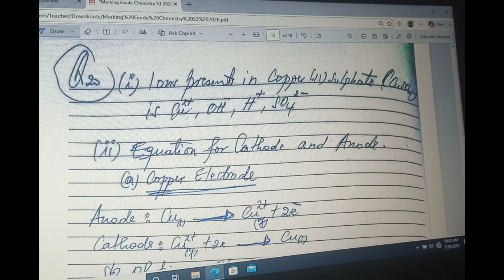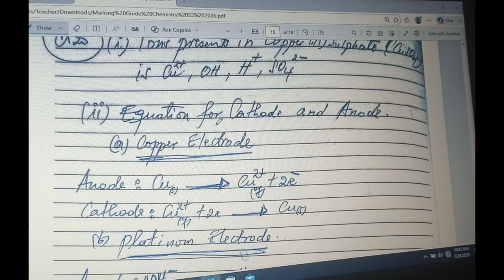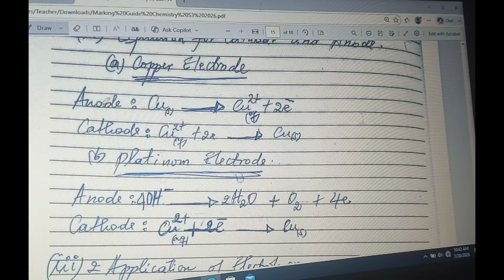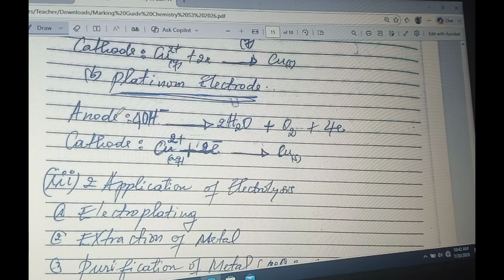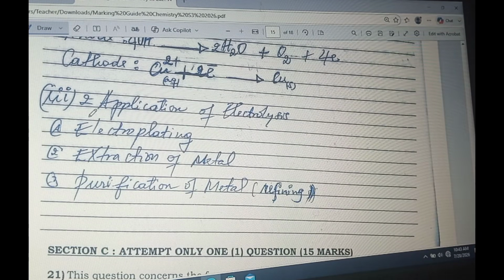Question 20. Ions present in a copper(II) sulfate solution: we have copper(II) ion, hydroxide ion, hydrogen ion, and sulfate ion. II. Equations for cathode and anode. A. Copper electrode: anode we have this one, and cathode we have this one. B. Platinum electrode: anode we have this one, cathode we have this one. The applications of electrolysis: the first is electroplating. Second, extraction of metals. Third, purification of metals.